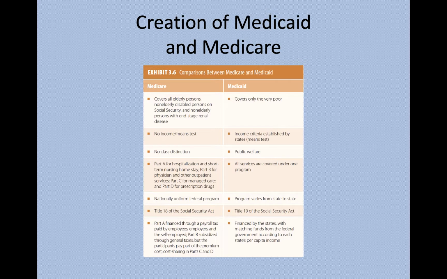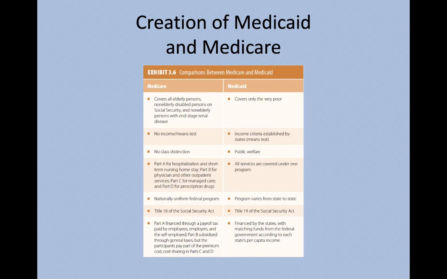Look at Medicaid. Medicaid covers only the very poor, with income criteria. It's associated with public welfare. All services are covered under one program. It varies state to state. And it's funded from Title 19 of the Social Security Act. It's financed by states with matching funds from the federal government, and it's based on per capita income. So you'll see some states actually put more money out with taxes and receive less federal money back. It has a lot to do with their per capita, how much money they can match.